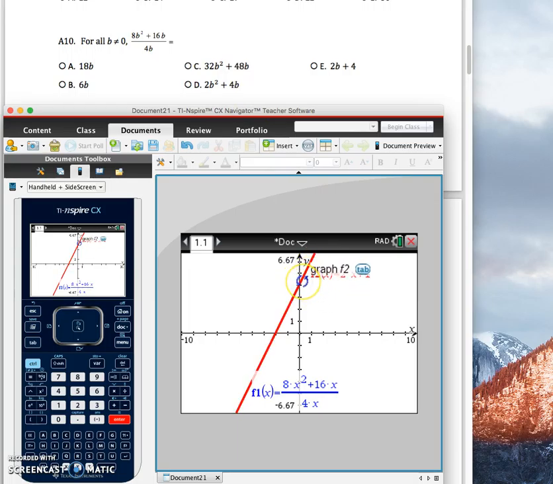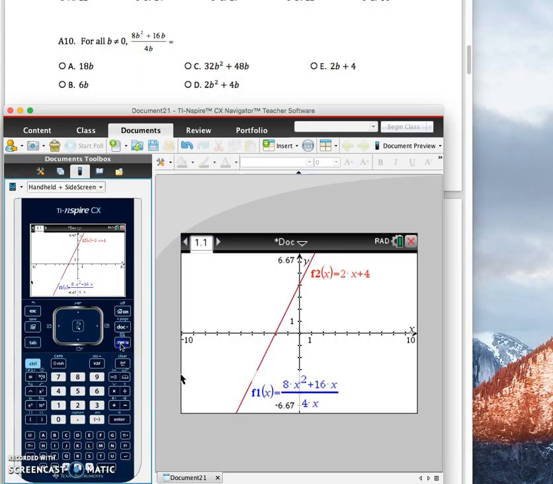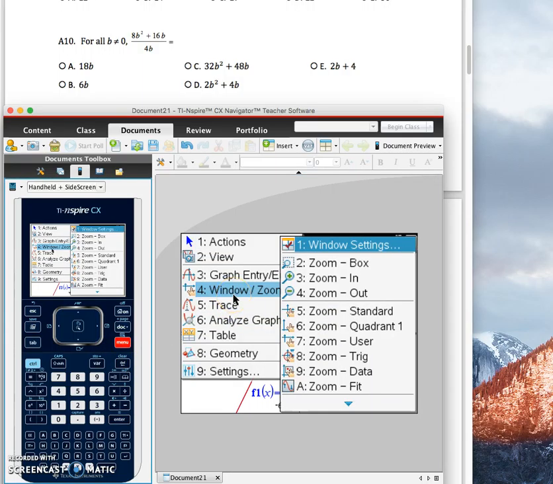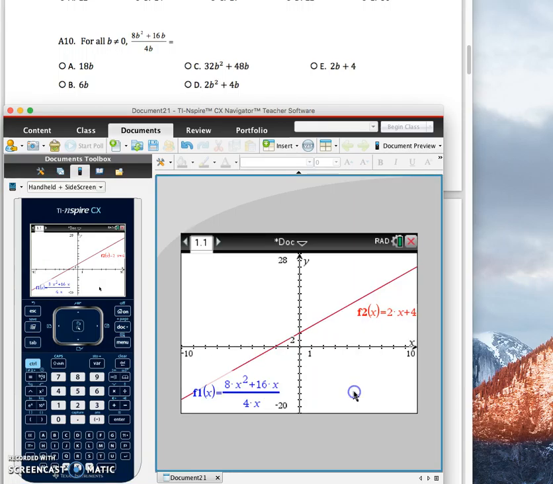You could zoom out to see if they look the exact same. Again, if you just want to go with that, and you just want to go to zoom, you could do a zoom out, or you could do a zoom fit. That basically just sets the two equations on top of each other. When you only see the one line, that means that they're exactly the same. Therefore, my answer is E.